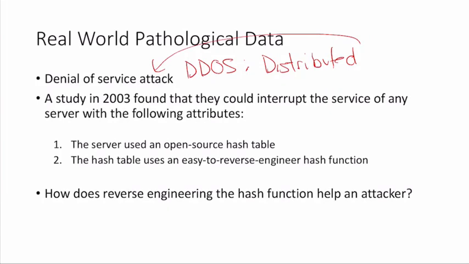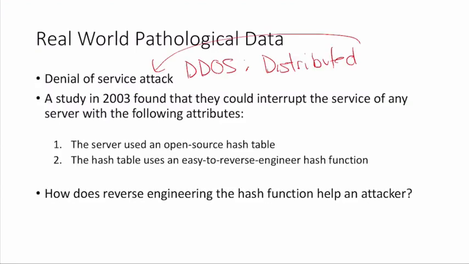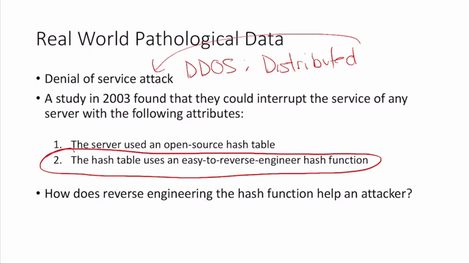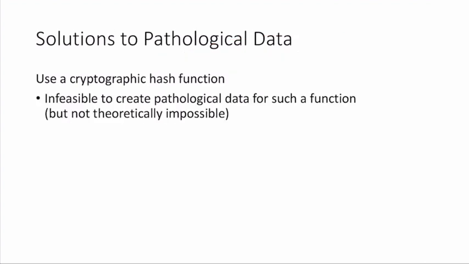Let's now talk about how you solve this problem. There's a couple of ways you could think about solving this. One might be to use a cryptographic hash function. So if I jump back to this, we would just solve it by hitting this part here: create a hash function that's not easy to reverse engineer. That's because it's infeasible to create a pathological data set for this function.